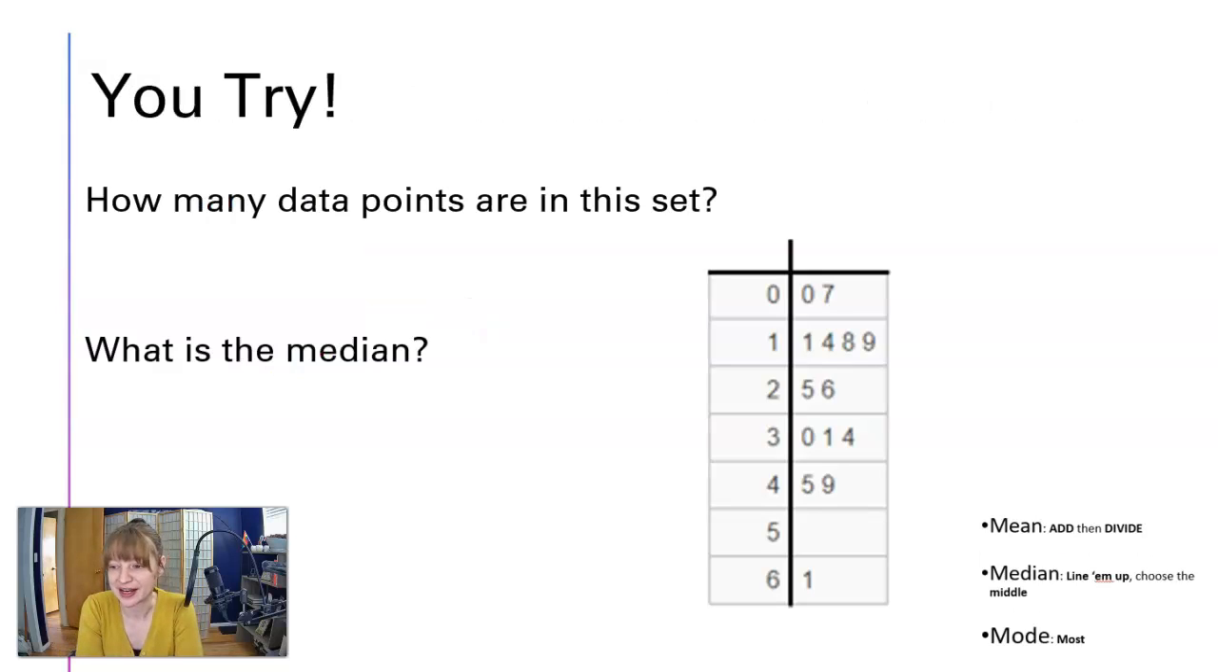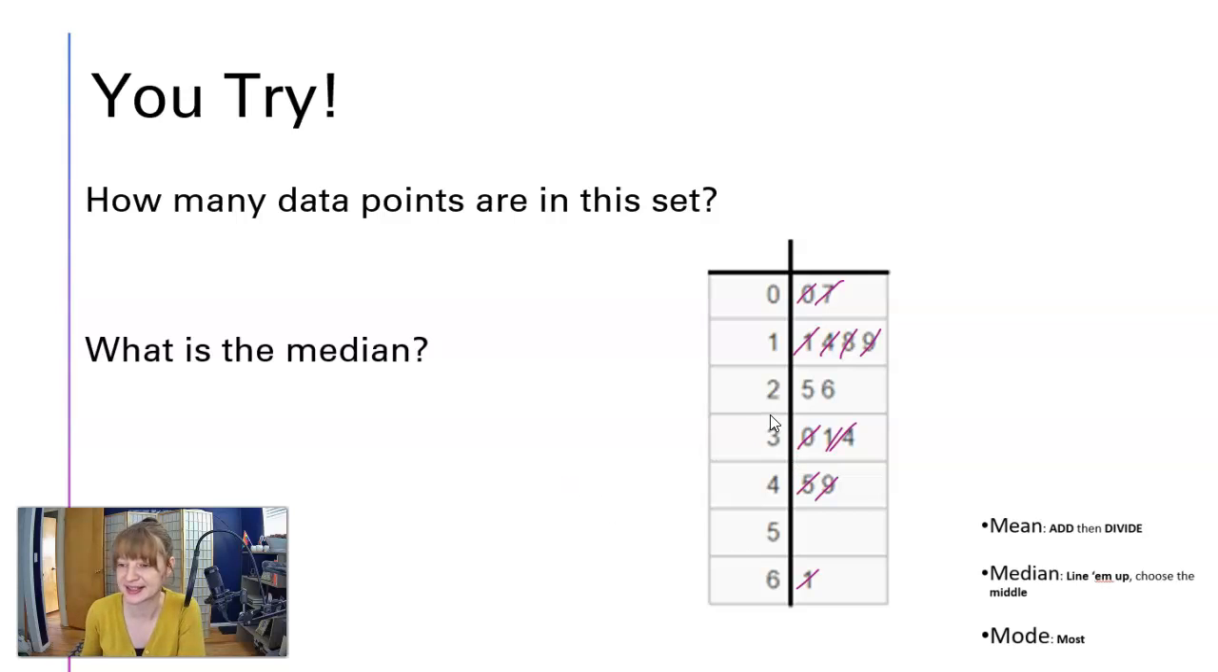So you give this one a try. See if you can remember how to calculate the median on a stem and leaf plot. This one has quite a few more numbers than the one we just looked at. So we can go through that same process, cross out the first and the last, and keep repeating that.